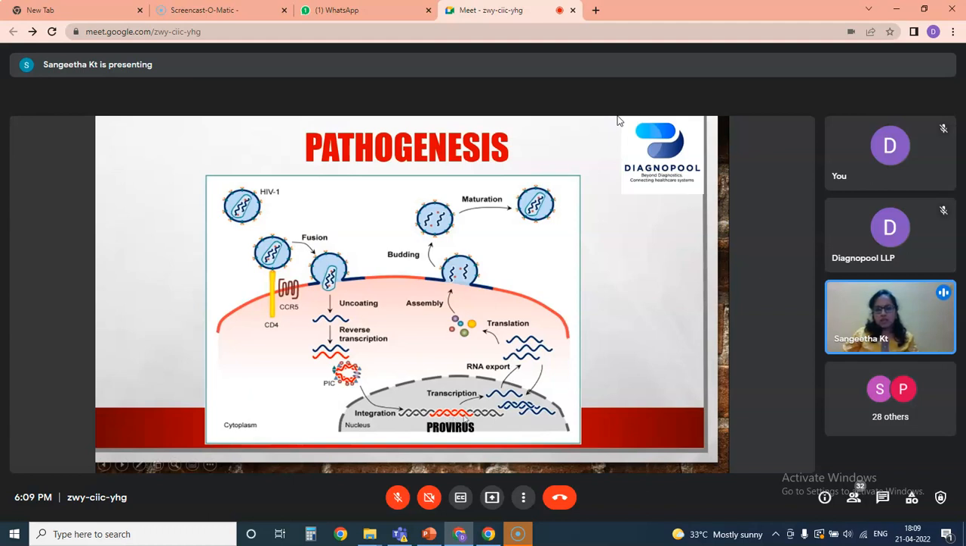So once the DNA gets integrated, this viral DNA transcribes and forms various viral proteins and even the viral RNA, which comes out of the nucleus. You can see here the viral RNA coming out of the nucleus, and again the mRNA translates into various proteins which finally form a virus, and it buds out of the cell, even causing lysis of the cell, and new viruses are formed, ready to infect other CD4 cells. So this is the pathogenesis of the HIV virus.